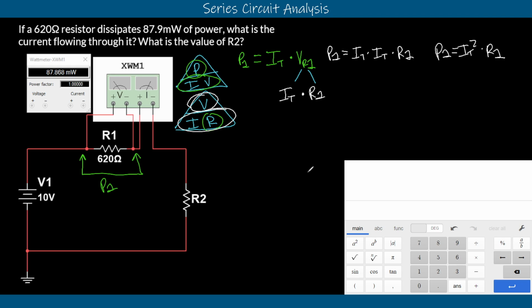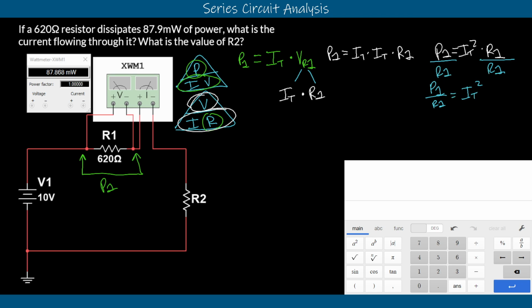All right, now we have this equation. We know what R1 is. We don't know what IT is. We do know what P1 is, because we were given that. So now we just have to rearrange this so that we can solve for what we actually want. That means we rearrange by dividing both sides by R1. Remember, the equal sign allows us to do this. So now we've got P1 divided by R1 equals IT squared.